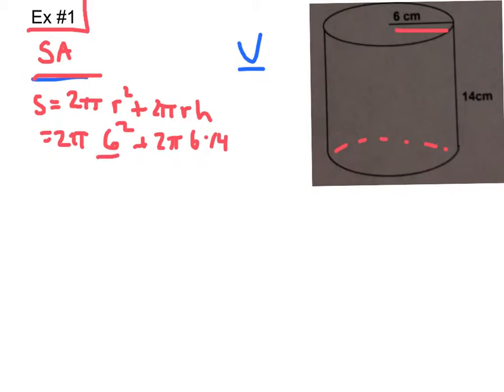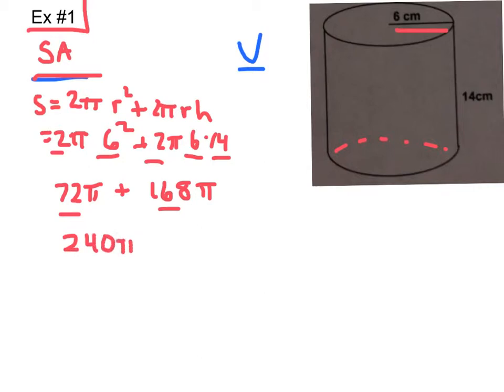6 squared is 36, 36 times 2 is 72, and 6 times 14 times 2 is, I believe, 168, and then 72 plus 168 gives me 240. It is acceptable to leave your answer in terms of pi. This is one acceptable answer, 240 pi.